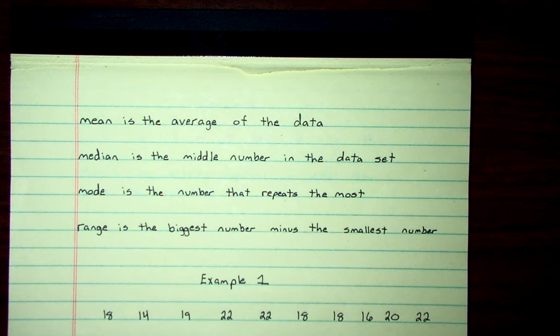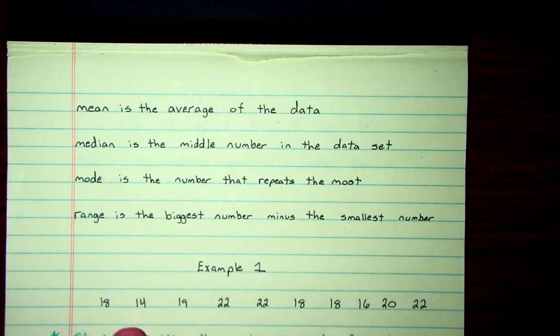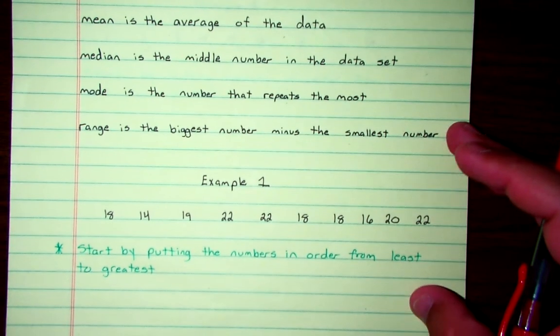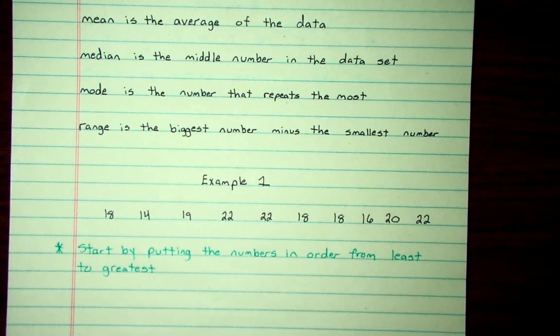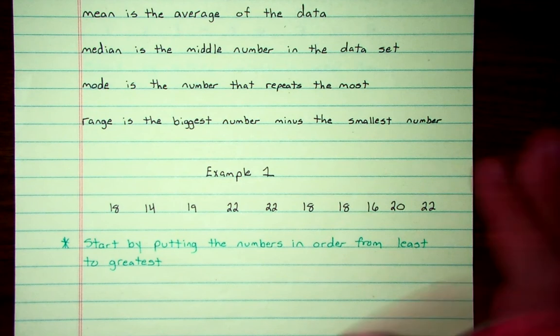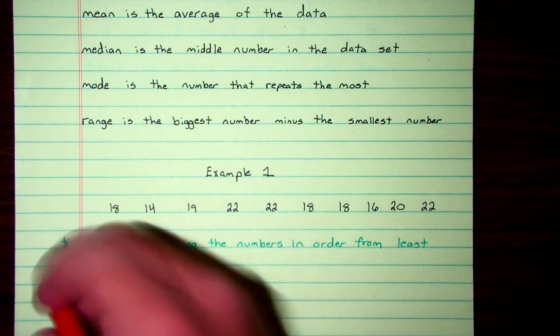So we're going to do a couple of examples. So here's our little data set. We have 18, 14, 19, 22, 22, 18, 18, 16, 20, and 22. We're going to start by putting the numbers in order from least to greatest. So guys, whenever we're talking about this data, you need to start by putting all of your data in order from least to greatest. So let's see, the smallest number I have is 14.